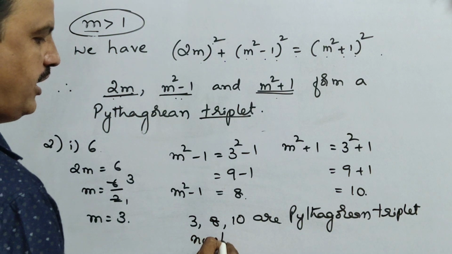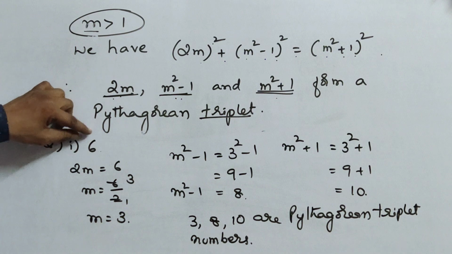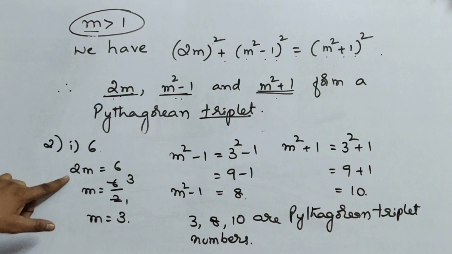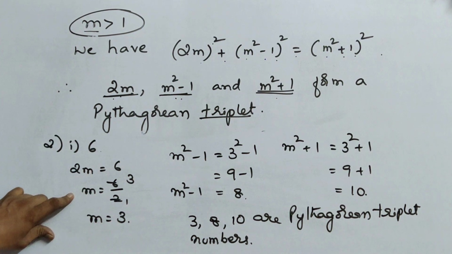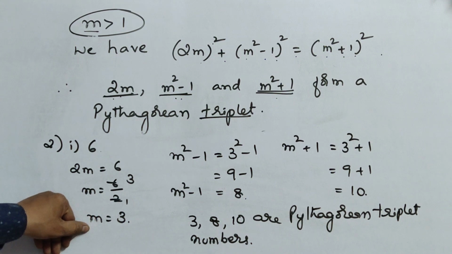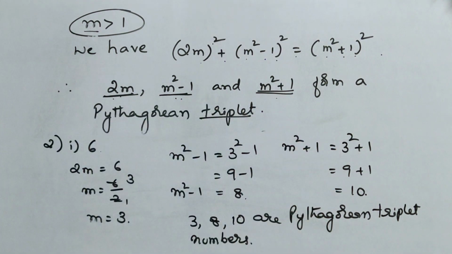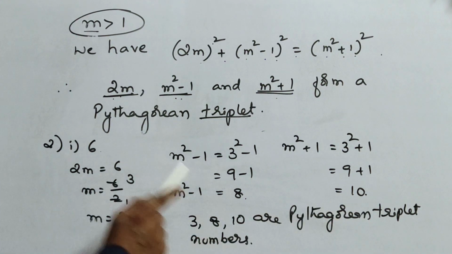Listen very carefully. Once again I will explain for you. The given question is 6. So whatever is given, equate it to 2m. So 2m equals 6. m equals 6 by 2. So we will get the value of m. Now take that m value and substitute in m square minus 1 and m square plus 1. So you got now 3, 8 and 10. So those three numbers are called Pythagorean triplet numbers.